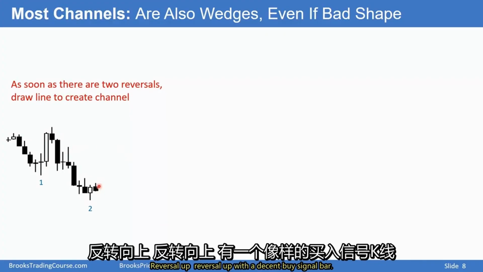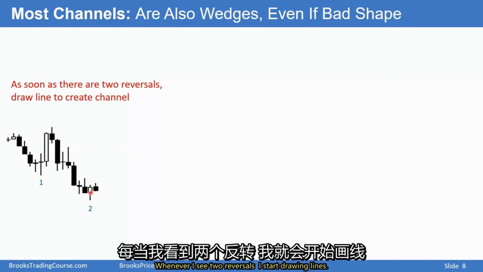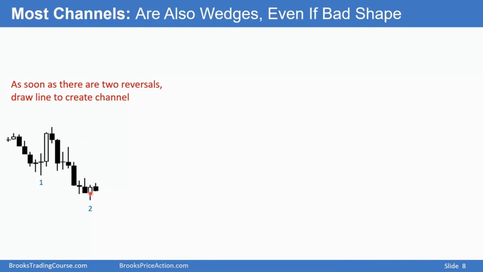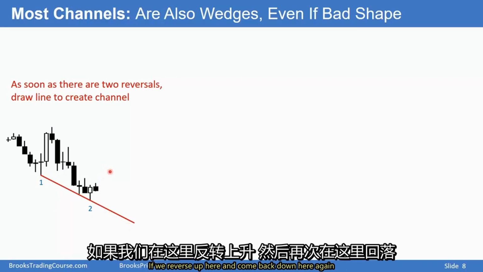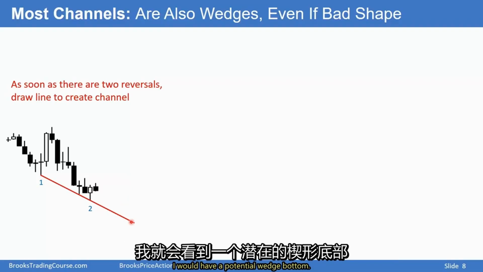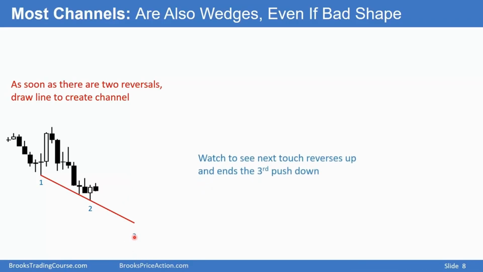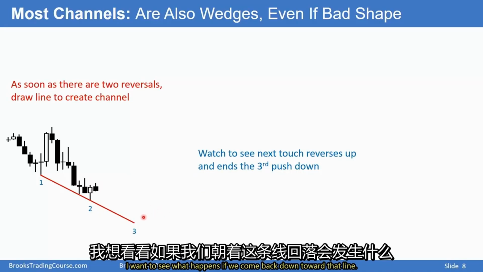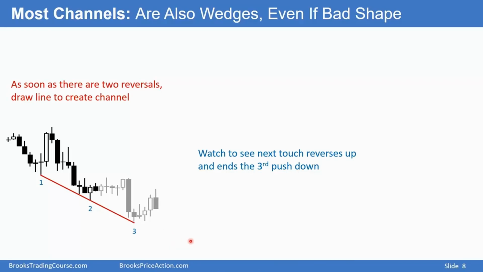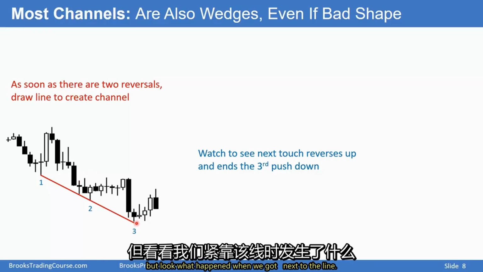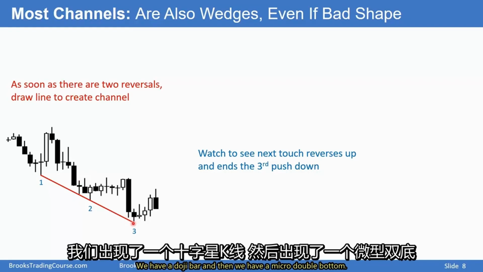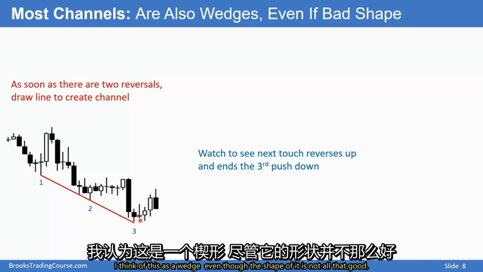Reversal up with a decent buy signal bar. Whenever I see 2 reversals, I start drawing lines. I connect the lows and extend the line and see what happens. If we reverse up here and come back down here again, I would have a potential wedge bottom. I want to see what happens if we come back down toward that line. Do we reverse up? We went sideways and we had another bear breakout, but look what happened when we got right next to the line. We have a doji bar and then we have a micro double bottom.